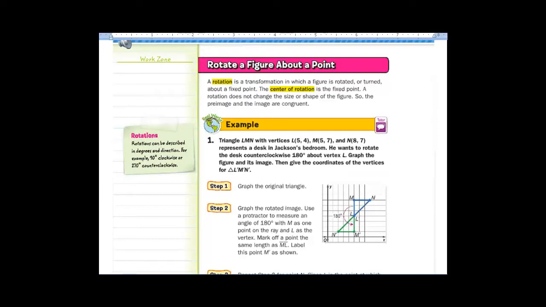So I would say out of all of the transformations, this is probably my least favorite, only because I know it gives kids problems, especially if you're not a very visual person.